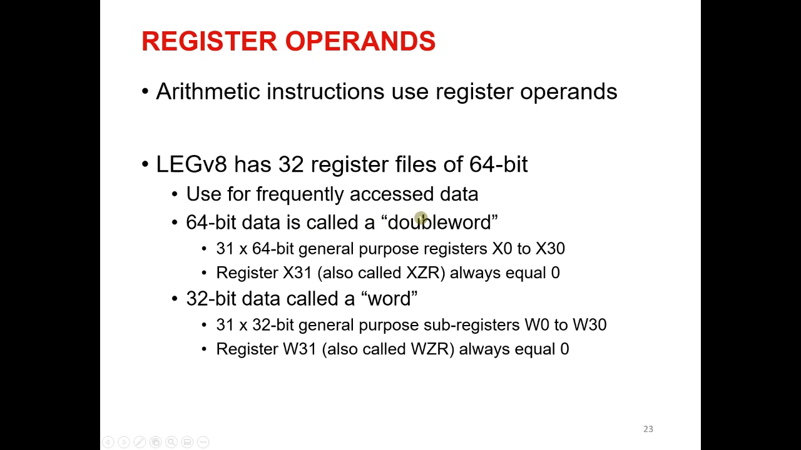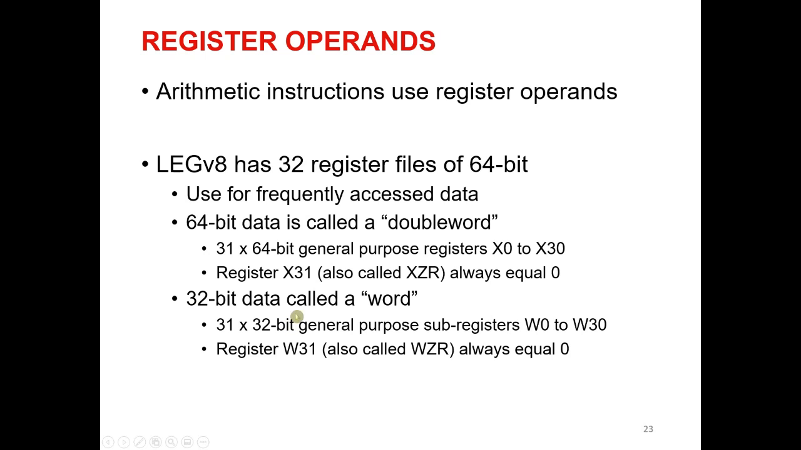When we hear the term double word, we are usually referring to 64-bit data. When we are referring to the term word, we are referring to 32-bit data. We will see this in a figure in the next slide. In this instruction set, we have, as I have mentioned, 32 registers of 64 bits. 31 registers are for general purpose. We will also see for what purpose each of those registers is used. And then there is another register which is always zero because it's a very common value. Register 31, which is also called XZR, from zero, is always equal to zero.